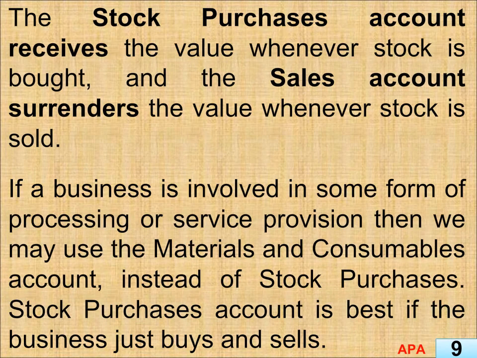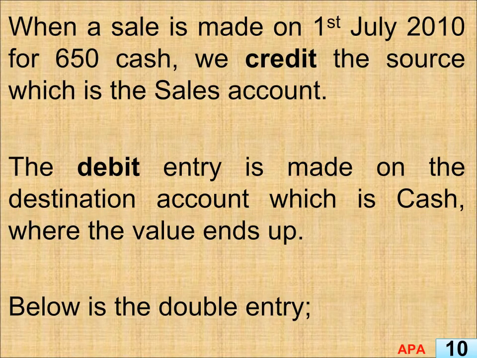The stock purchases account receives the value whenever stock is bought, and the sales account surrenders the value whenever stock is sold. If a business is involved in some form of processing or service provision, then we may use the materials and consumables account instead of stock purchases. Stock purchases account is best if the business just buys and sells.